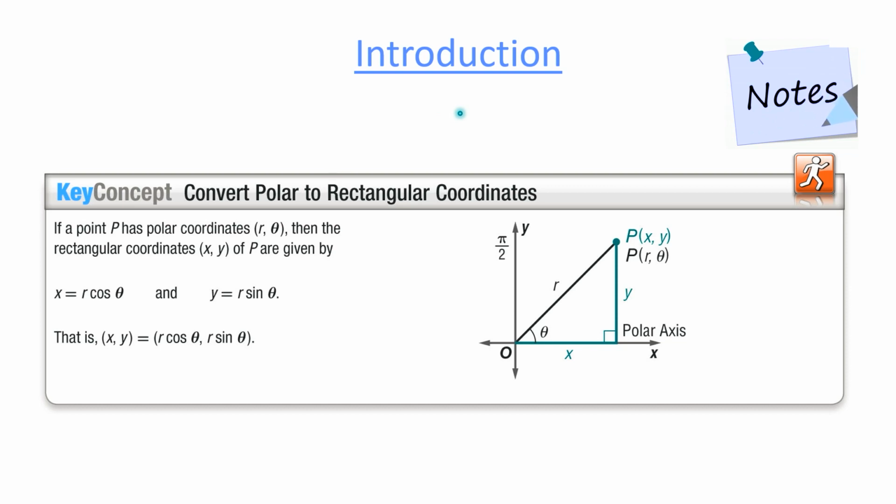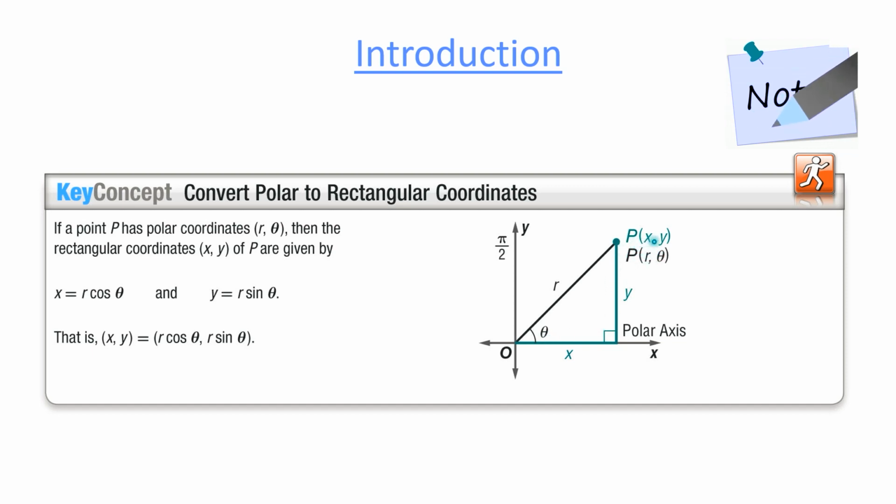Let us go for the introduction. So convert polar to rectangular coordinates. If you look at the polar axis here, you've got an x and then pi over 2 on the y-axis. So there is a theta angle and a triangle here.